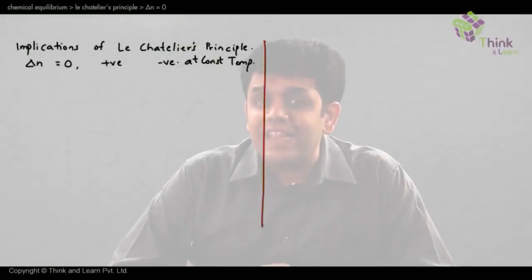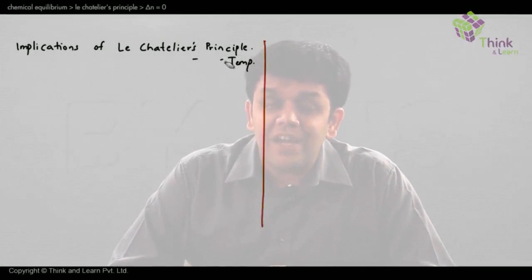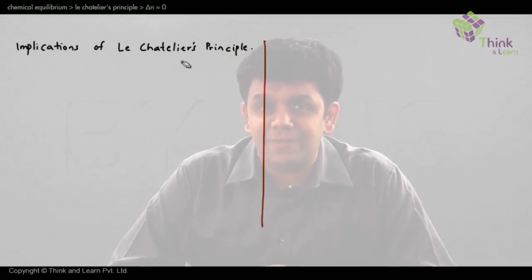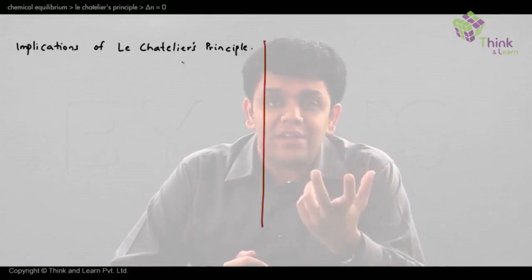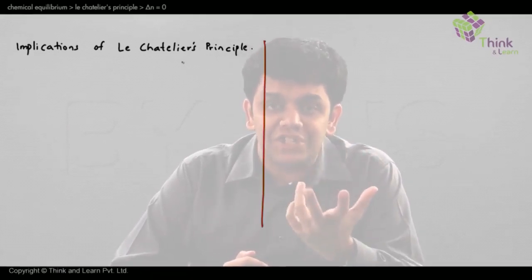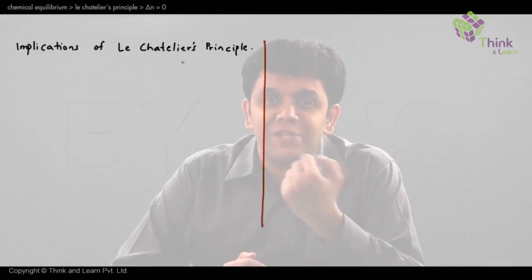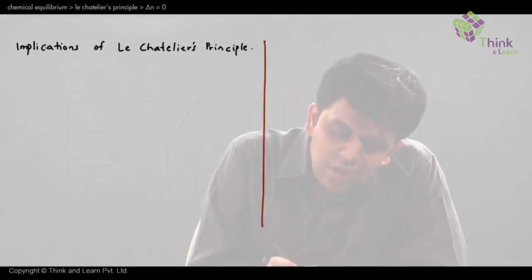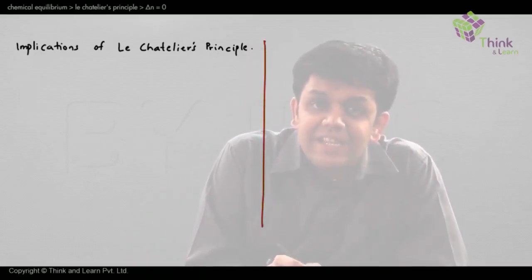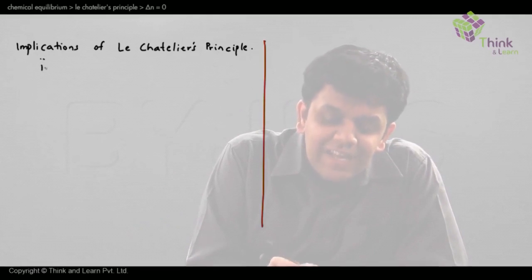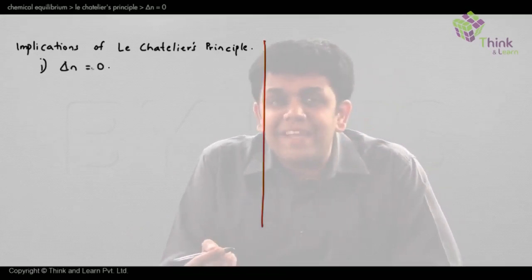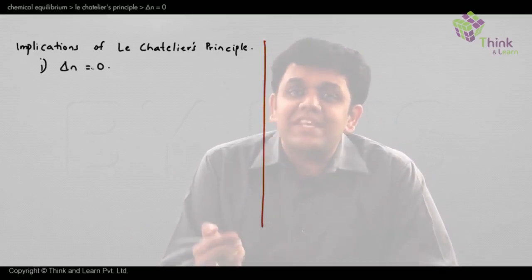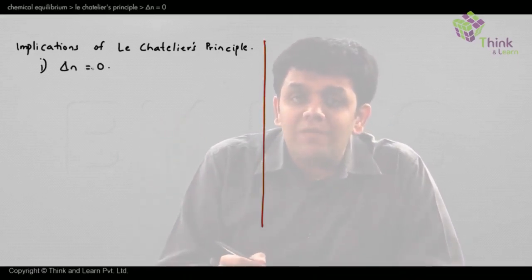Now that we have learnt Le Chatelier's principle, let us understand the implications of Le Chatelier's principle. Firstly, let us learn how Le Chatelier's principle affects the direction of a reaction when it comes to constant temperature. In this, let us take the first case as delta n equal to 0. So what is the typical example of delta n equal to 0? Let's take the formation of hydrogen iodide.